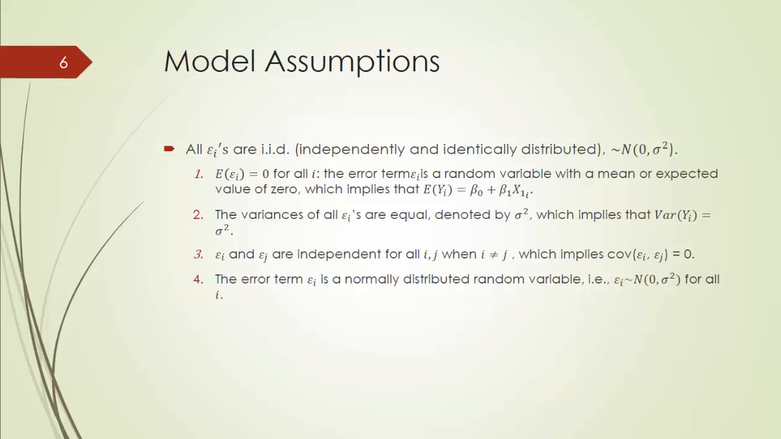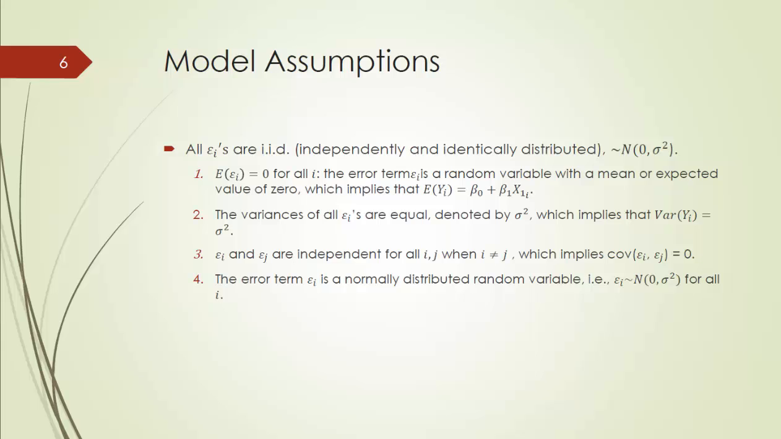First, the expected value of epsilon i is 0. As a result, the expected value of yi is equal to beta 0 plus beta 1 times xi. This is called the simple linear regression equation.